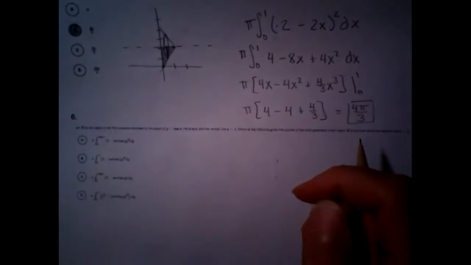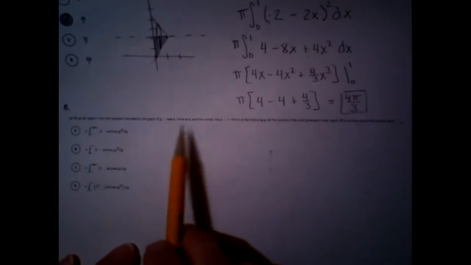All right, last one. Oh, and this one we just have to set up. We're not going to have to actually work it out or type it in. All right, let R be the region in the first quadrant bounded by y equals tangent of x.